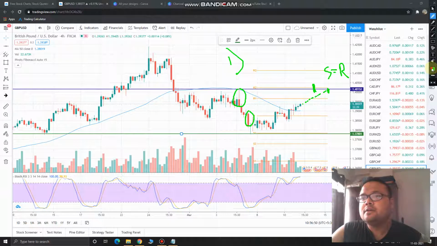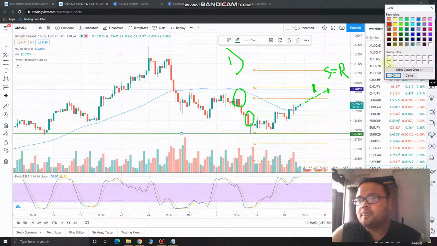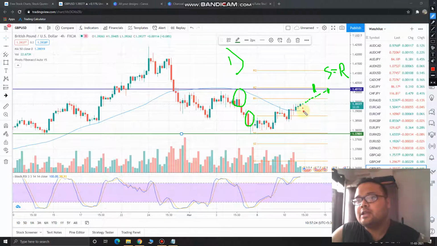Second strategy is, if the market goes down, just observe how the price reacts at the 1.3780 level. If you see that market is trying to bounce back again from this level, if you spot some good price rejection, then you can easily go ahead and buy here.